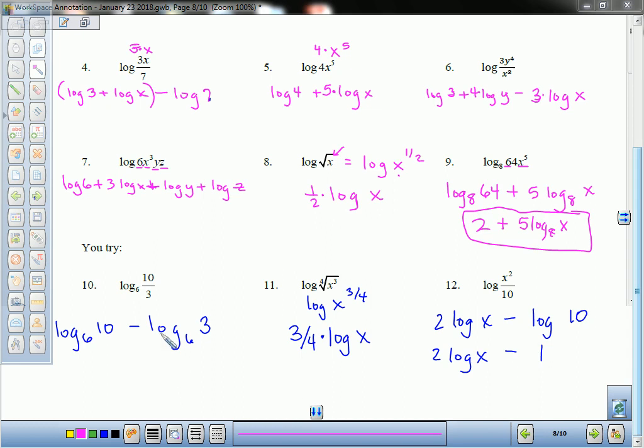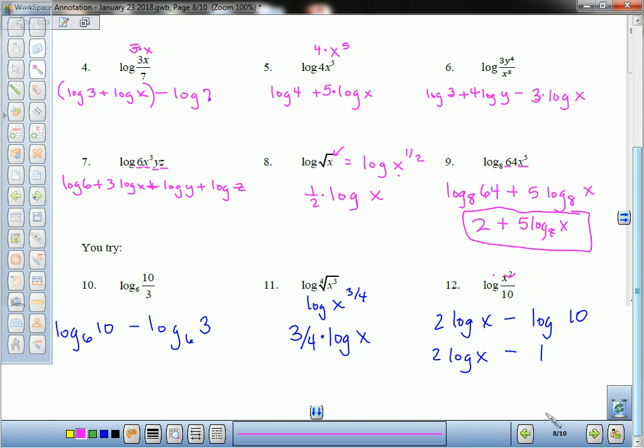All right, so this breaks down into log base 6 of 10 minus log base 6 of 3. Nothing simplifies. We can rewrite this radical as x to the 3/4. So it's 3/4 times log of x. Now this one, we can write this as 2 log of x minus log of 10. But log of 10 simplifies. What power do you raise 10 to get 10? 1. Any questions?